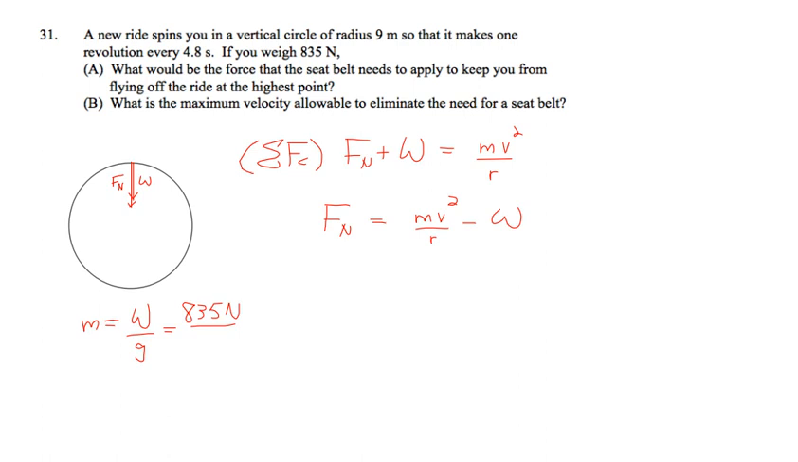And gravity is 9.8 meters per second squared. So what do you get when you divide 835 by 9.8? 85.2 kilograms.